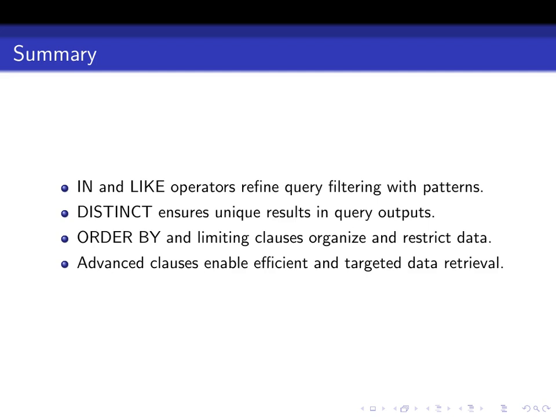To summarize, we explored how the in and like operators help refine query filtering with specific values or patterns. We saw how the distinct clause ensures uniqueness in results and how the order by clause organizes data in ascending or descending order. We also discussed how limiting clauses like limit, top, and fetch restrict the number of rows returned, making queries more efficient. Together, these advanced SQL clauses empower you to retrieve, filter, and present data effectively.